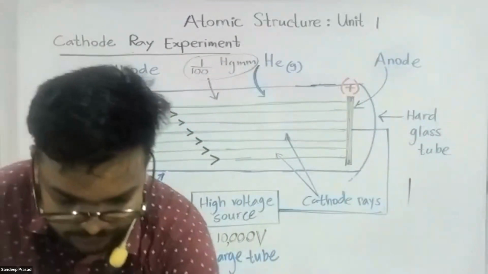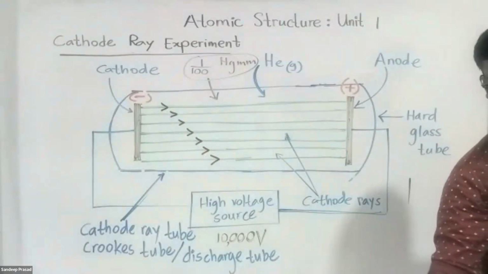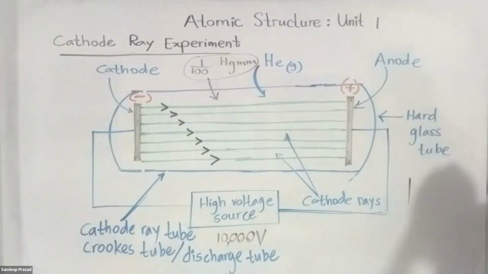Right. Okay. Now, the next thing. As I mentioned to you, J.J. Thompson was very eager to find out what these green color radiations are. He was very eager, right? Now, let's see the experiment conducted on cathode rays by J.J. Thompson. Okay, let's see. I'm going to erase the diagram.